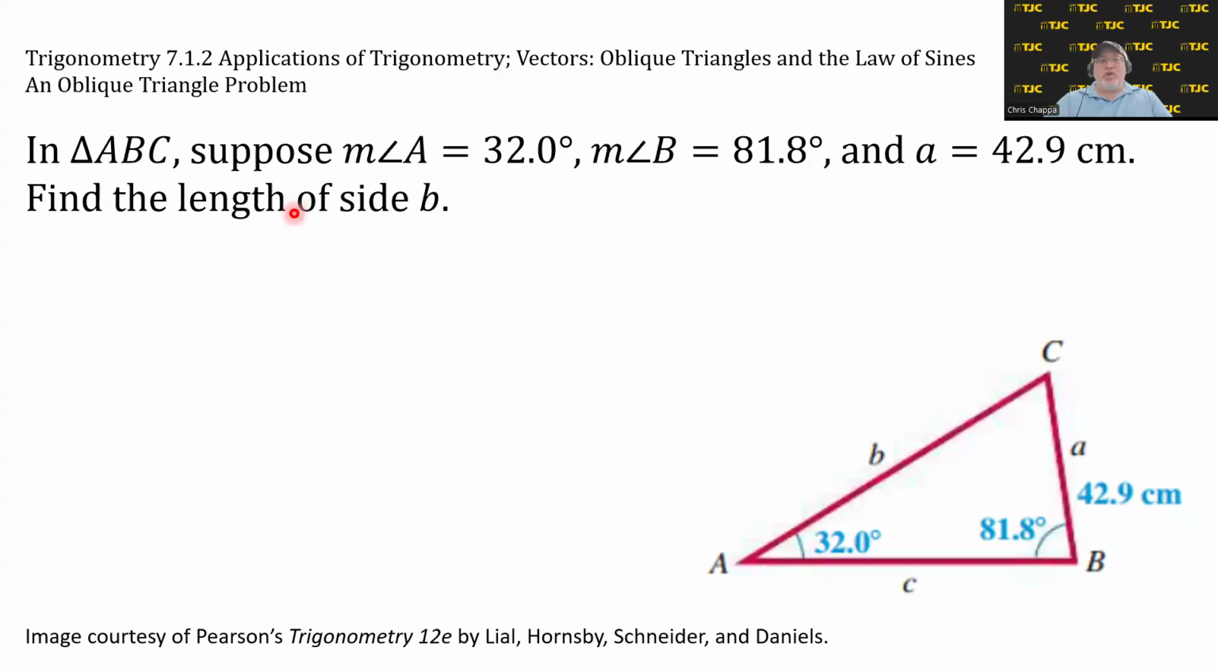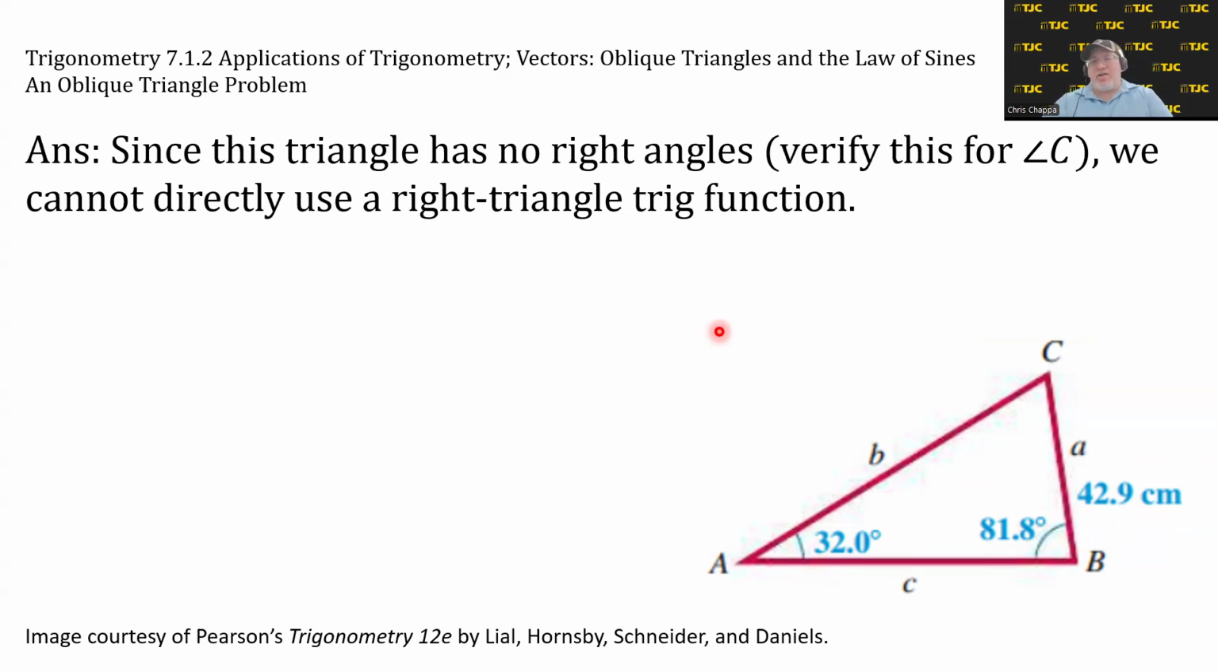For example, in triangle ABC, suppose the measure of angle A is 32 degrees, the measure of angle B is 81.8 degrees, and the length of side a is 42.9 centimeters. Let's find the length of side b. We could also try to solve the entire triangle, but let's just take baby steps. Since this triangle has no right angles, and you should verify that for angle C by finding its value, it's not 90 degrees, we cannot directly use a right triangle trig function.